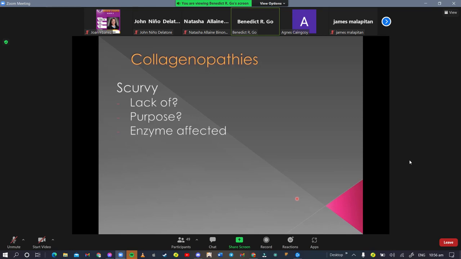Please go on with a more detailed explanation. Since vitamin C is a cofactor needed for the hydroxylases, it cannot undergo hydroxylation, the hydroxylation of your proline and your lysine, Doc.